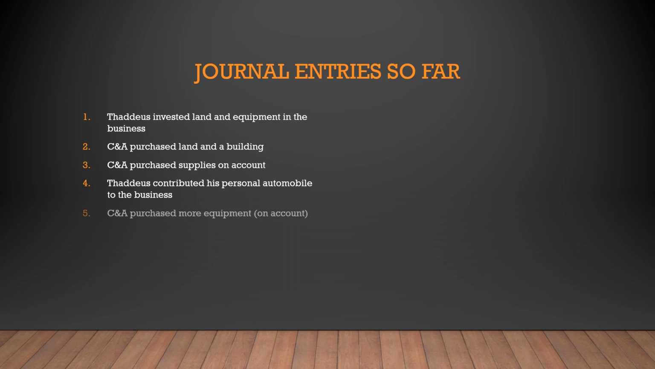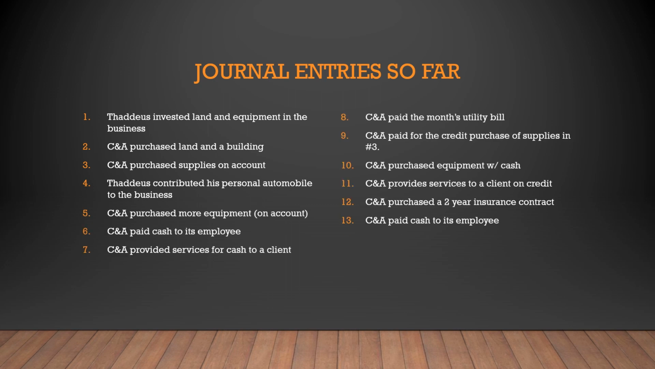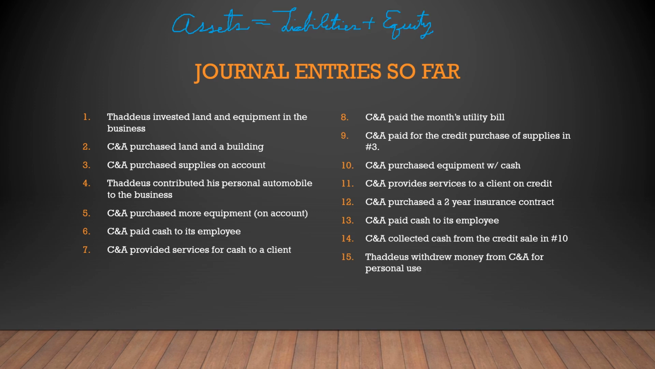Consider our previous journal entries. Obviously, they all had some impact on our accounting equation. Assets, liabilities, and/or equity were altered as a result of these transactions. The key word there is transaction, meaning we had some sort of interaction with a third party. As a result of that interaction, CNA had to record a journal entry reflecting the changes in the accounting equation.